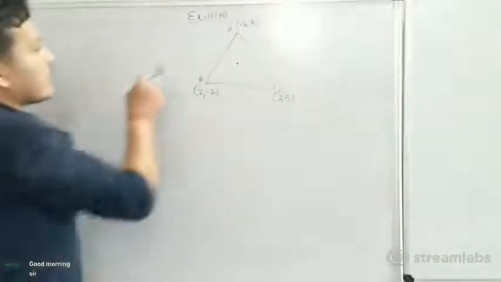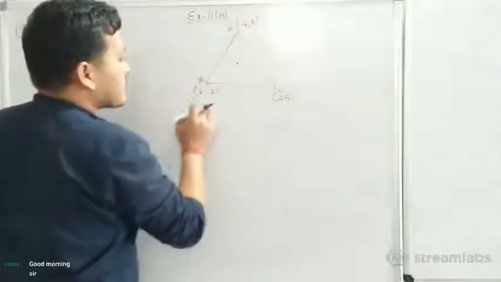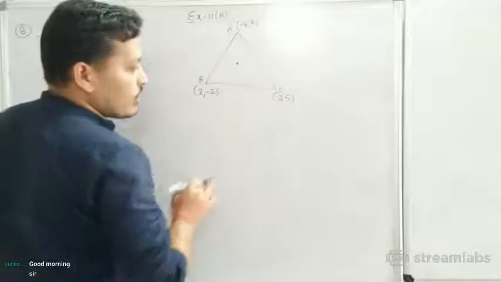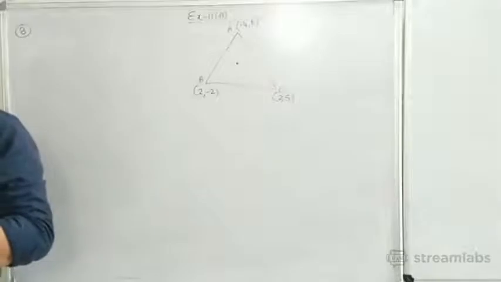Question number 8. A triangle whose coordinates are (-4, 6), (2, -2) and (2, 5). The question is, find the coordinate of the centroid of the triangle.